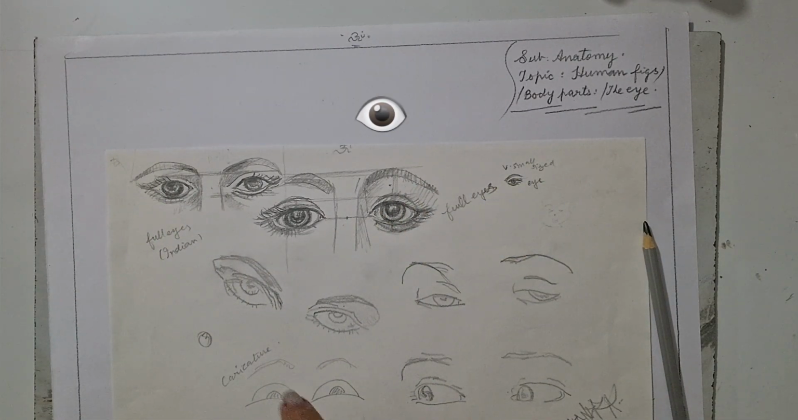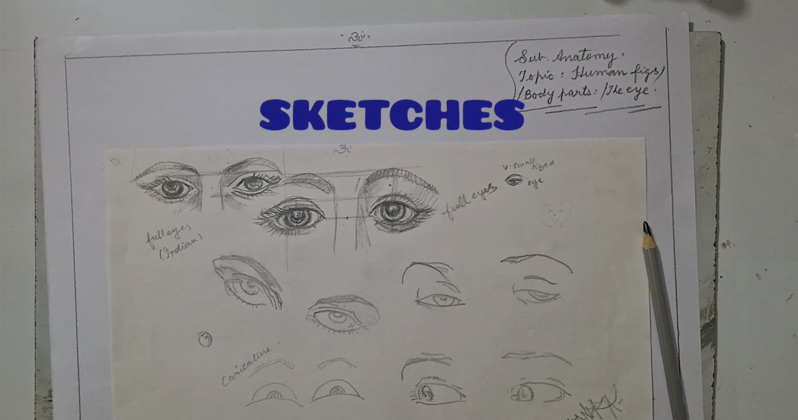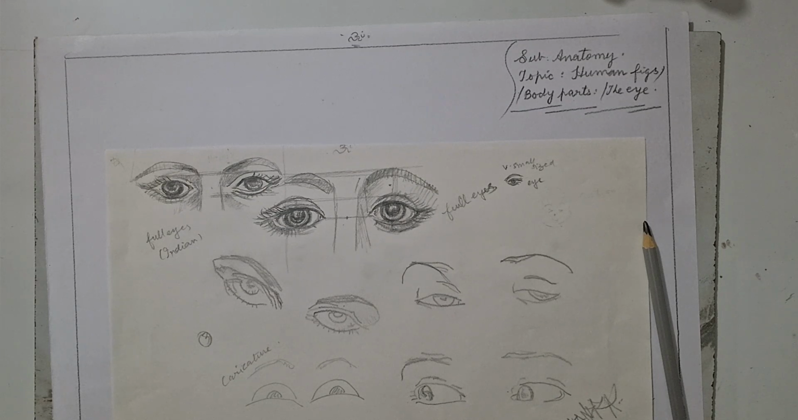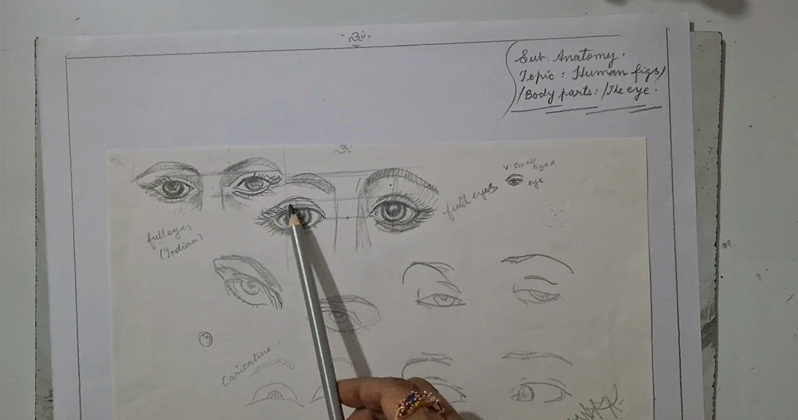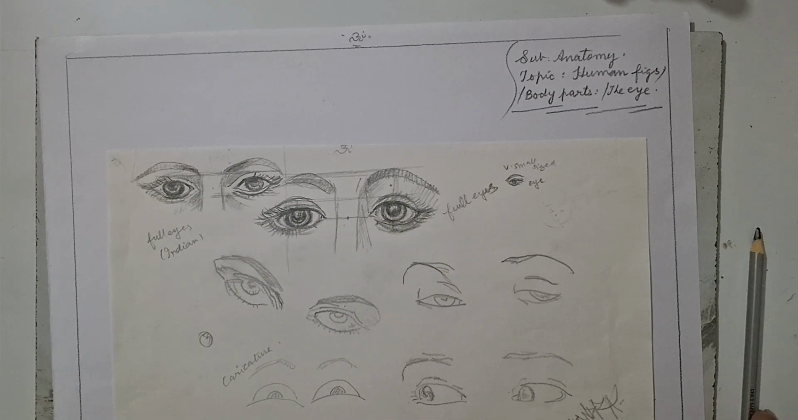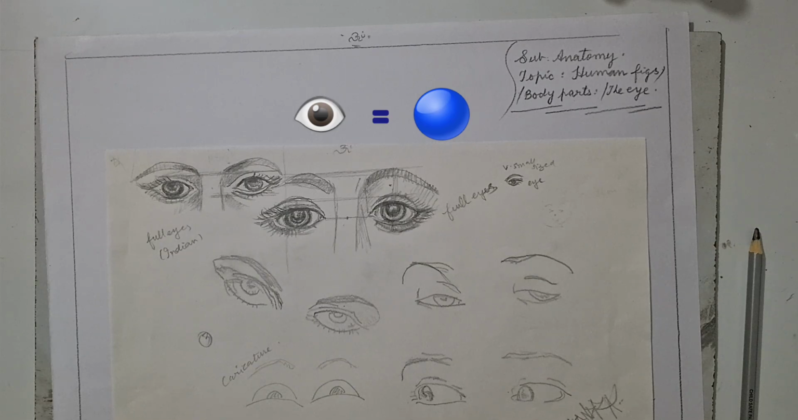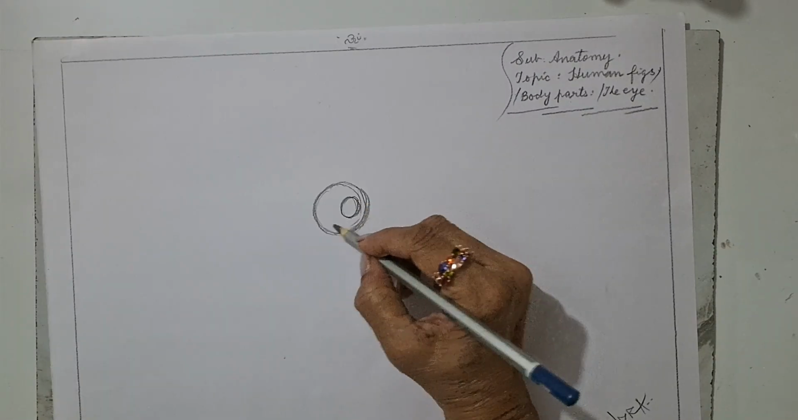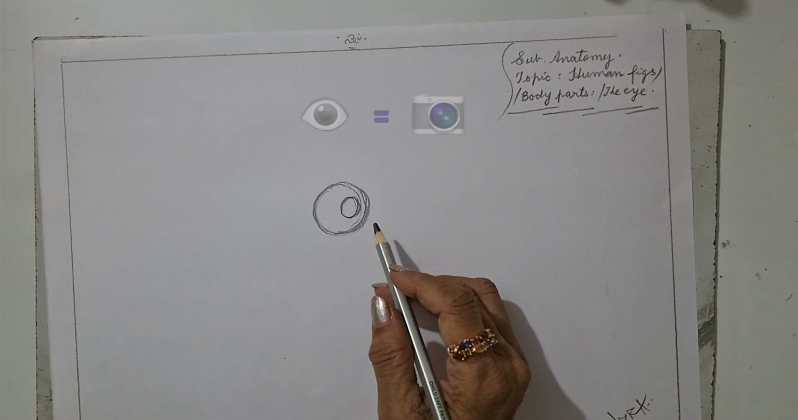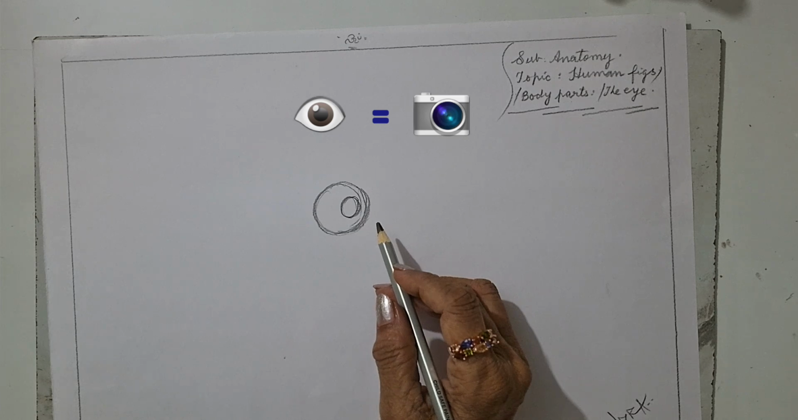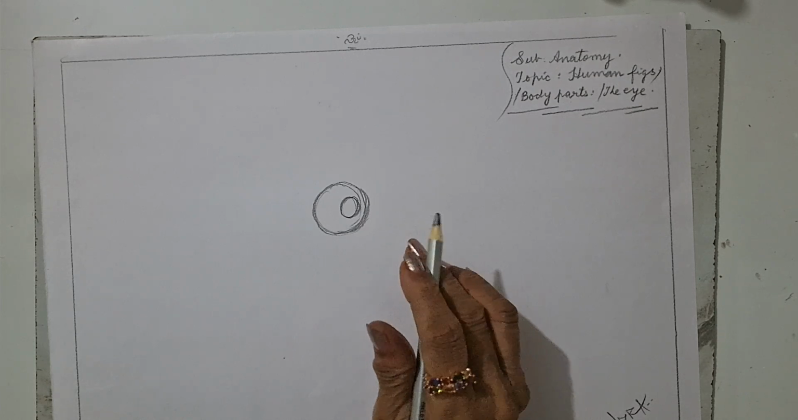Let's start from the eye. These are some rough sketches for you to know. It would have been very easy to draw an eye if there were no eyelids. These are the eyelids. Why so? The eyeballs are spherical in shape. They can move in almost all directions. This eye is like a camera, and there are 5 main parts of the human eye.